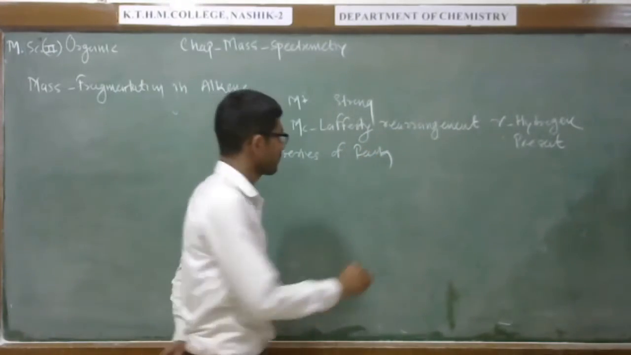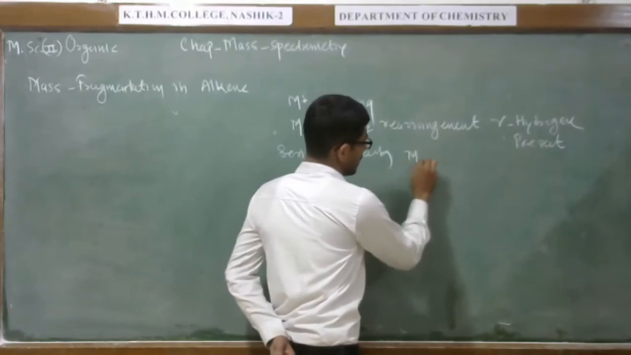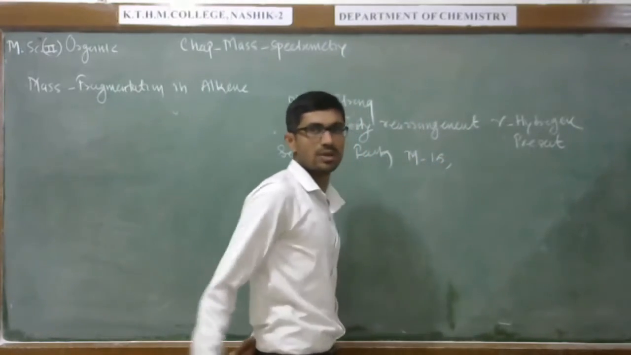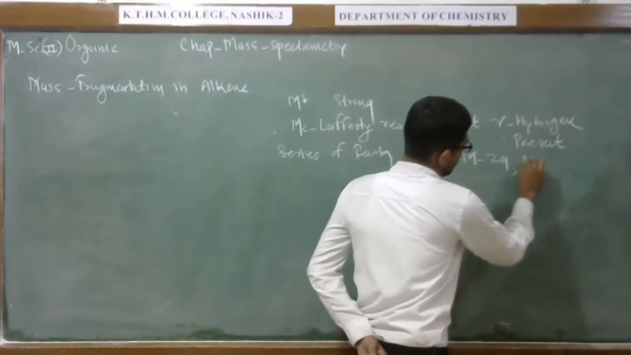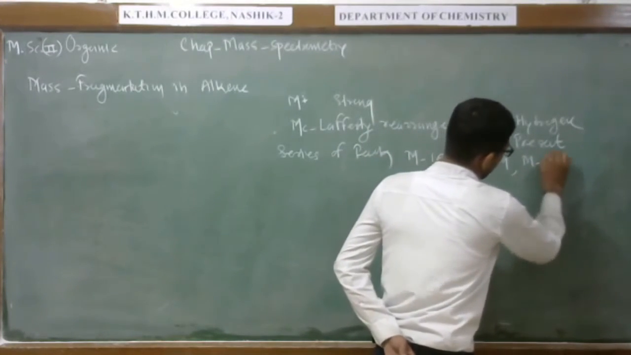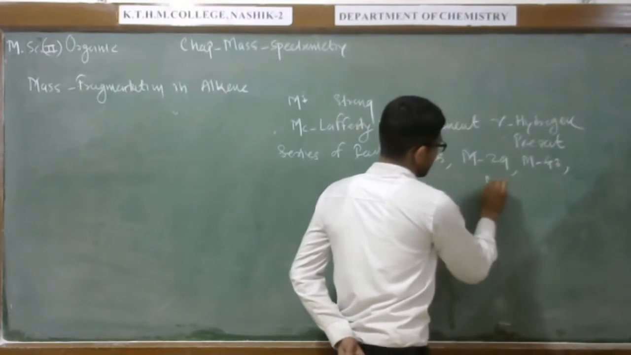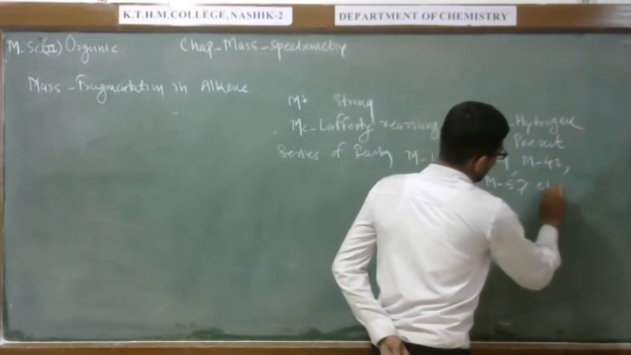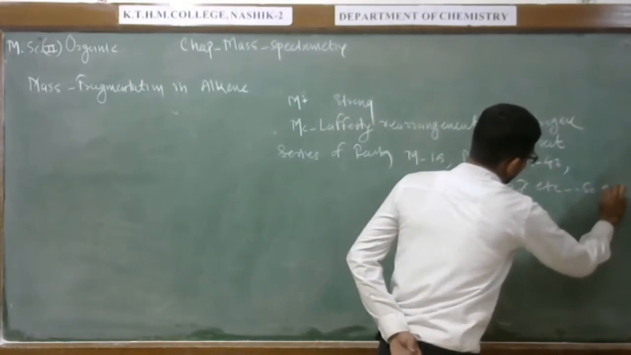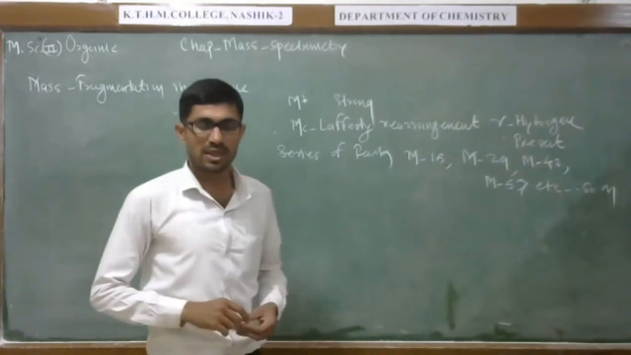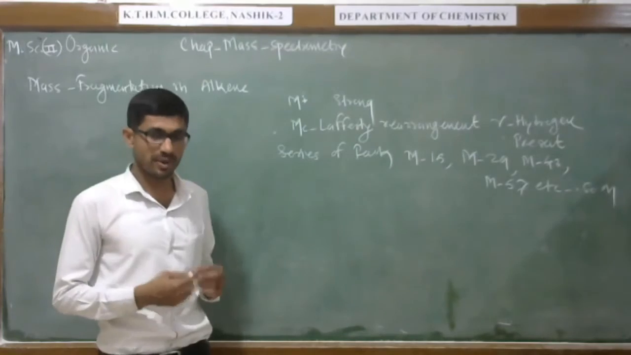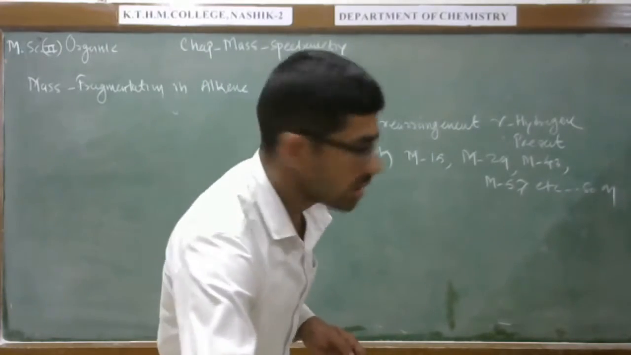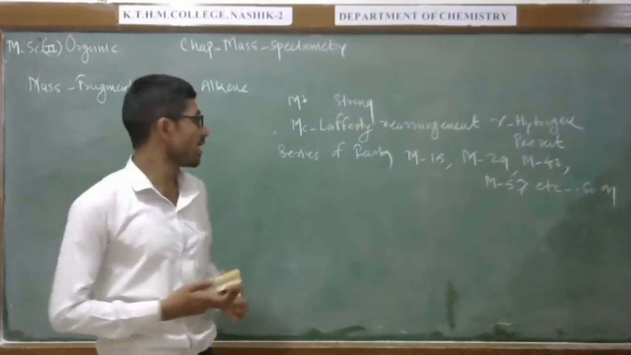A series of peaks like M-15, M-29, M-43, M-57, and so on, we can observe in alkene mass fragmentation. So let us discuss with an example.